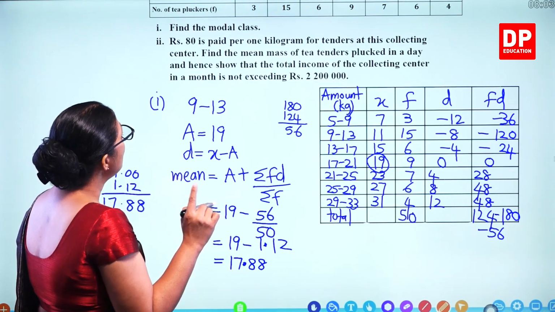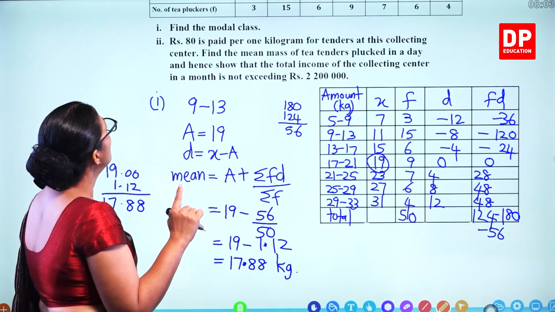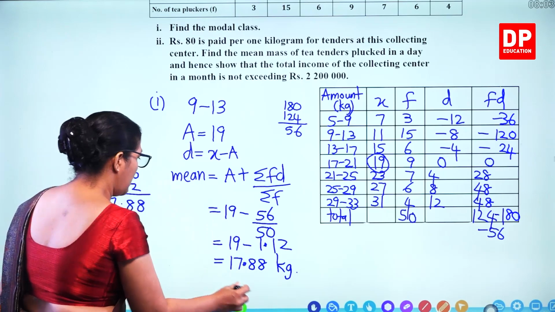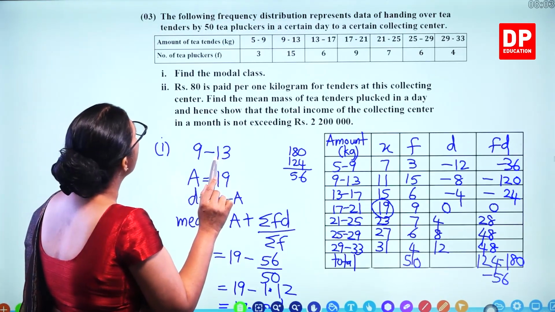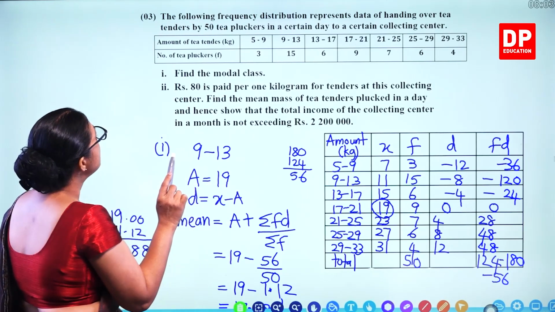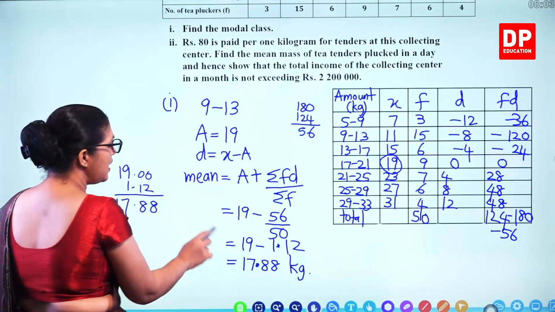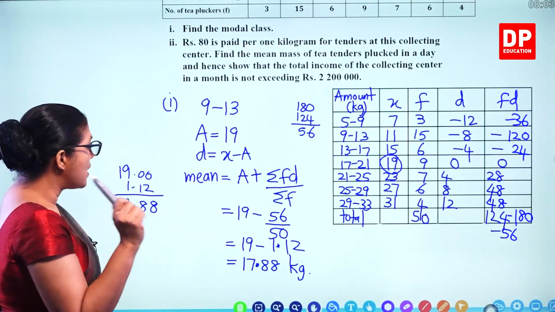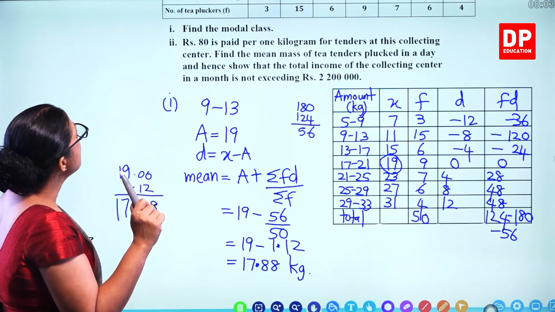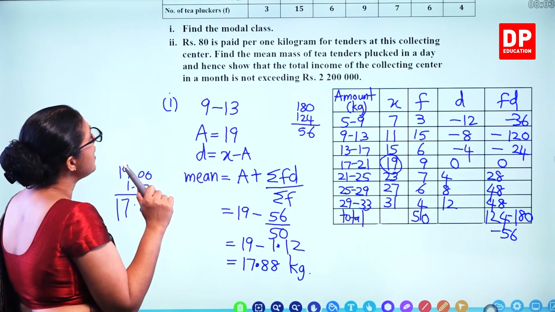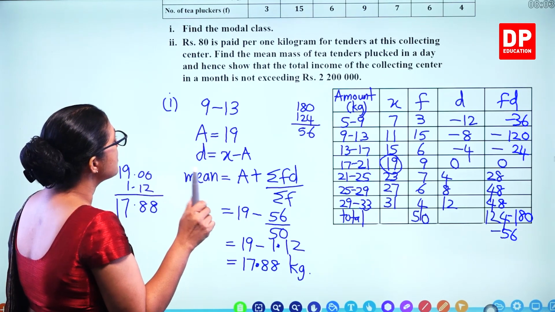So that's the value. This is in kilograms. So what's the meaning of the mean? It says amount of tea tenders. So amount per day 17.88. And then it says if 80 rupees is paid per 1 kilogram, find the mean mass.